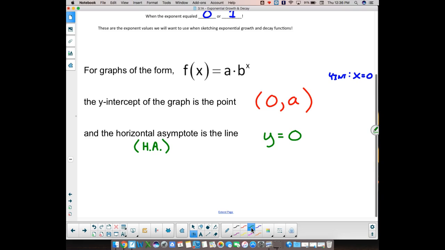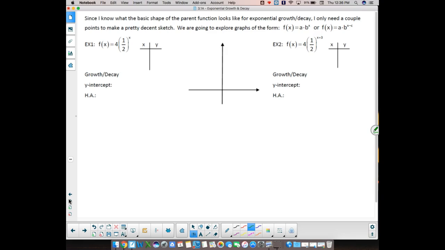Okay. For you guys in class, now we're going to go back to exploration. For those of you following along on the interwebs, now we're at the bottom of page 1. Okay. So since I know the basic shape of the parent function for a growth or decay, I only need to make a couple of points to make a pretty decent sketch. Okay. So for those of you here in class, you want to go 2 different colors now. We want to double our color output. Okay? Because we're going to do these 2 graphs on the same coordinate system. Okay?